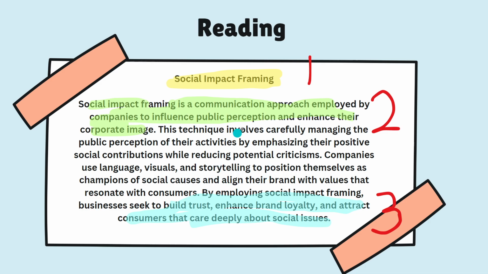Now, there's a ton of stuff, right, in the rest of the reading, which I consider somewhat less important. But the other thing I want you to keep an eye out for is a sort of like, so what sentence. Why is this important? What is the result of this? Like, why does this even exist? And in this case, it explains, well, the whole point of social impact framing is to build trust, enhance brand loyalty, and attract customers that care deeply about social issues. Right? So these are the 3 things I really want you to keep an eye out for on test day.